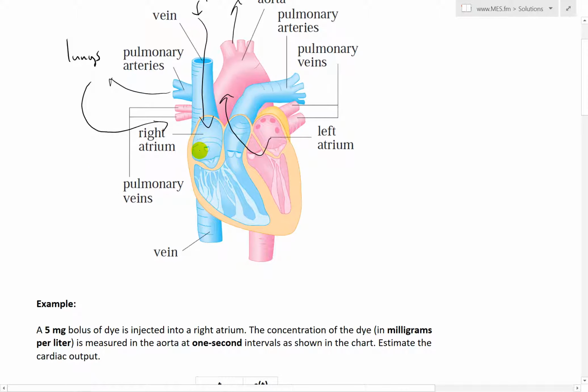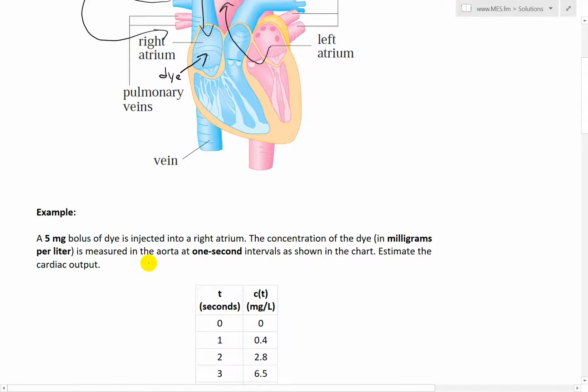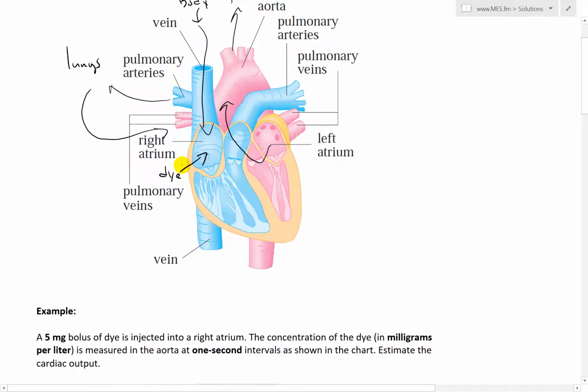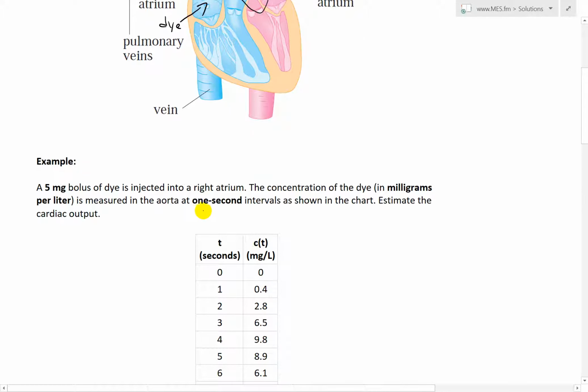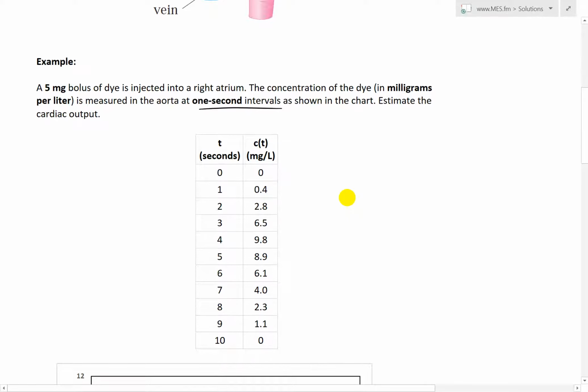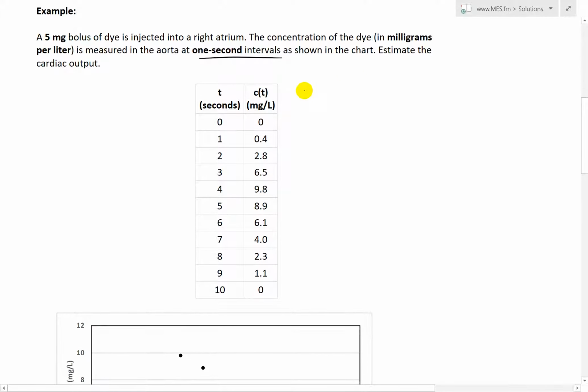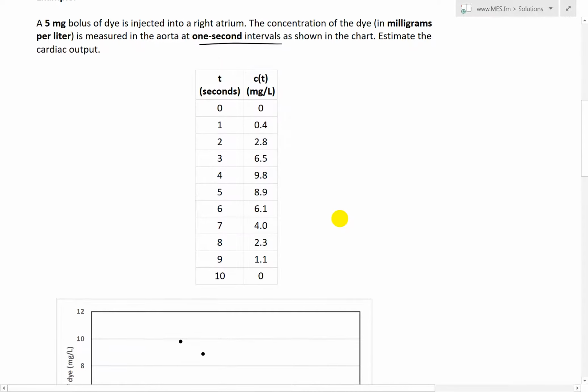So we put the dye in here, and then the concentration of the dye is measured in the aorta. We add a dye there, and we add a probe here, and we measure the concentration, which is a function of time, at 1 second intervals. So basically we're measuring it every second, as shown in this chart. Let's say these are the measurement readings for whatever probe you have in there.